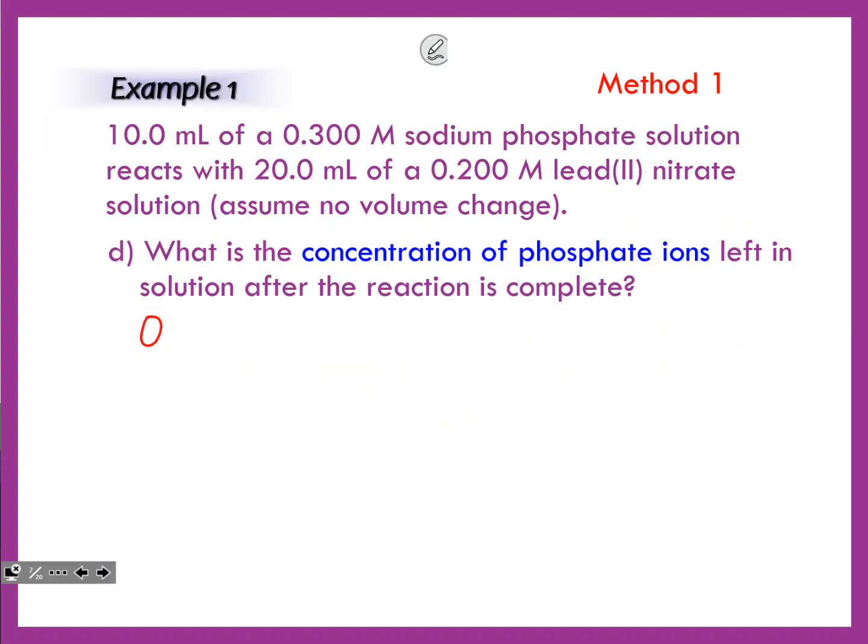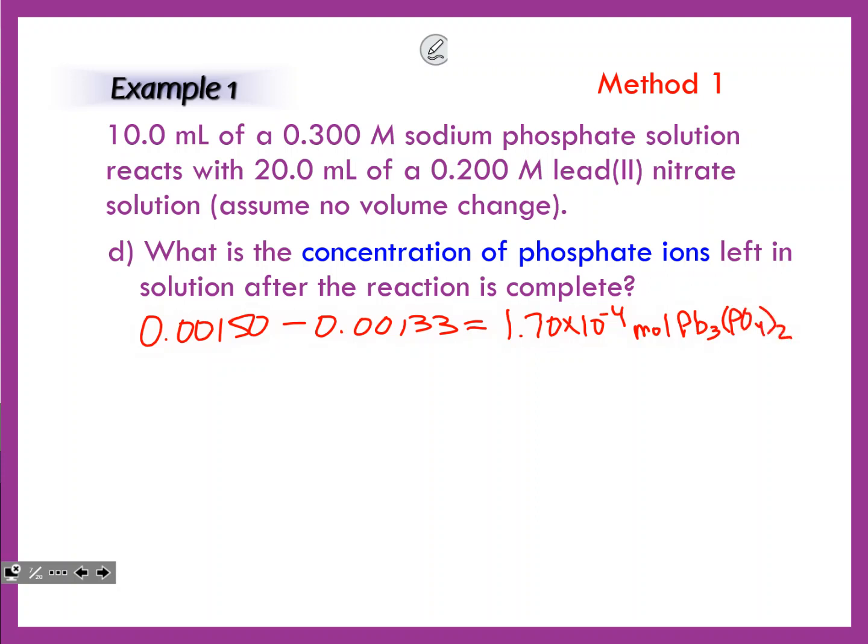So we have 0.1. We start with our product amounts. And this gives us like 1.70 times 10 to the minus 4. This is moles, though, of the Pb3(PO4)2. Okay, so we have the difference of our 2 product moles. What do we do next? What do we work it to?